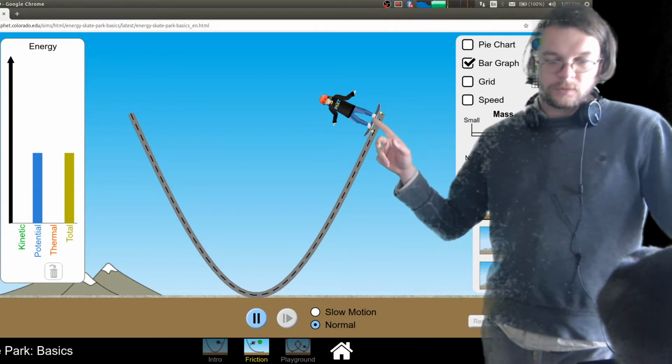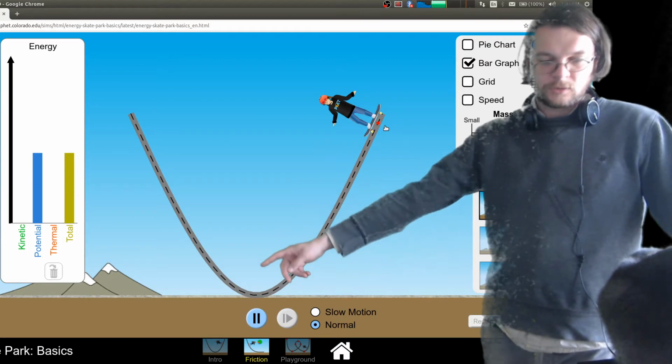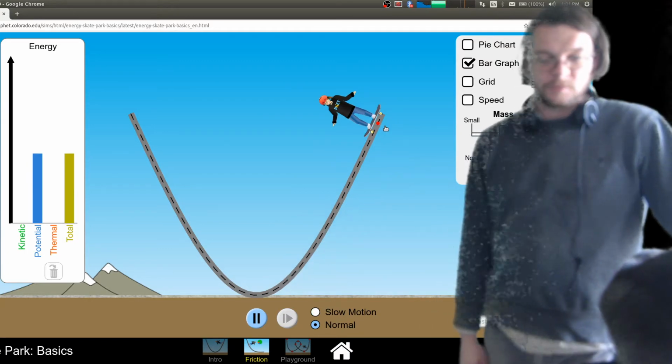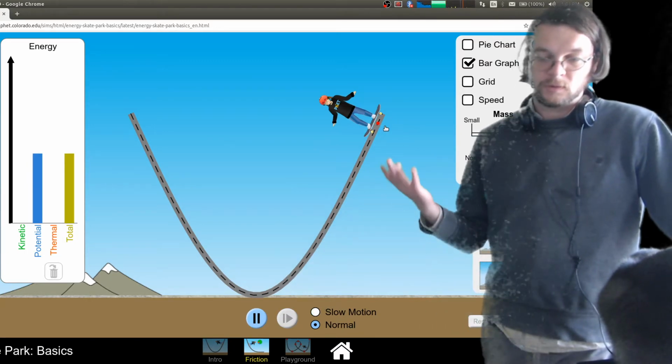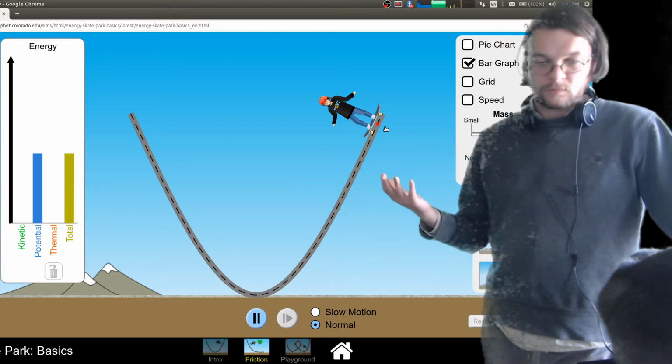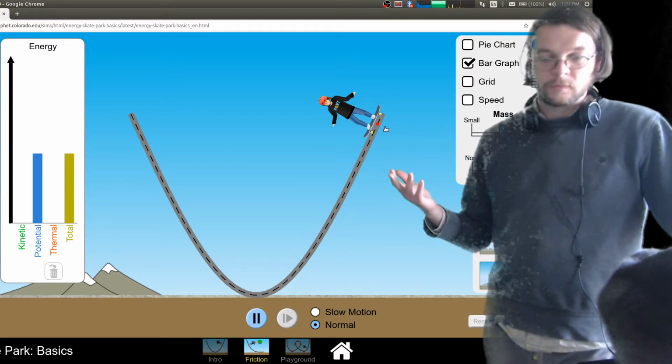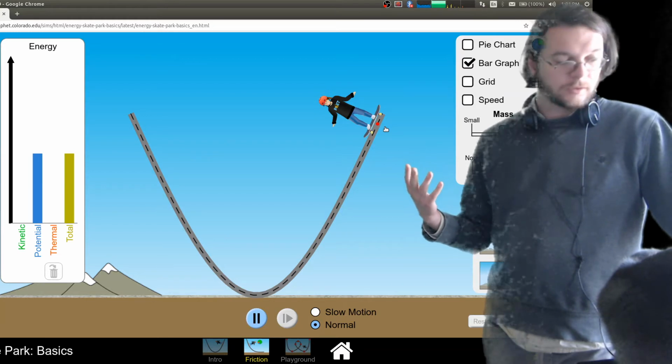And then you let go, the potential energy is going to convert to kinetic, but some of it's going to be converted into thermal energy, right? Friction involves things getting heated up, and so we call that energy loss to thermal energy.